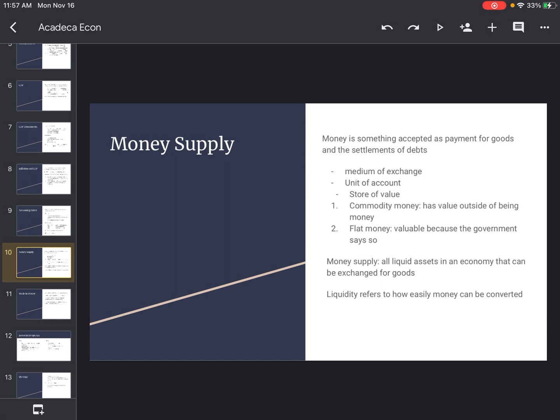And then fiat money is valuable because the government says so, and we believe it, and that's it. Typically, money had value because it was backed by the gold standard, but that's for a later date.